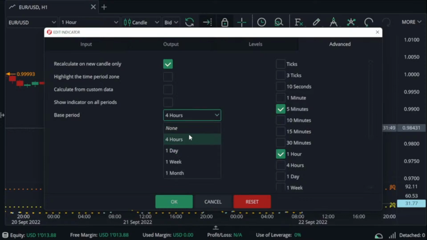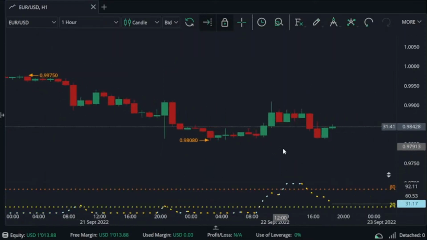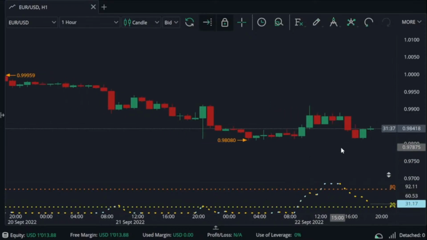Base period can be any of these five options: none, 4 hours, day, weekly, or monthly. In general, there is not much of a difference regardless of what kind of base period you are using.